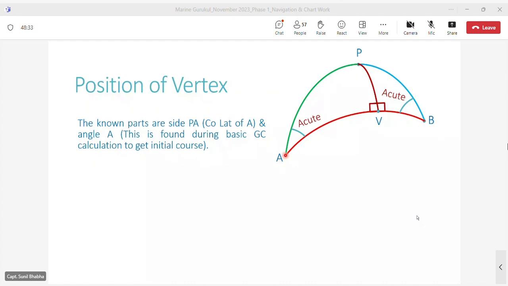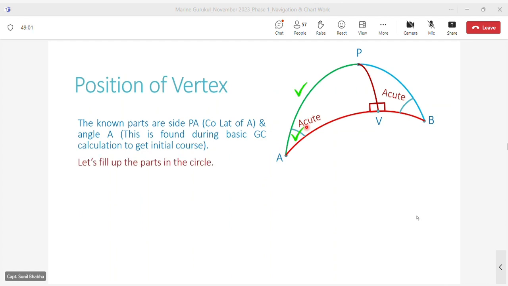And we are also aware of angle A of this triangle. The angle A of the triangle can be easily found using the basic great circle calculation using the cosine formula. So these two parts are known to us. So let's show them by a green tick mark. You can see a tick mark coming at PA and coming at angle A.